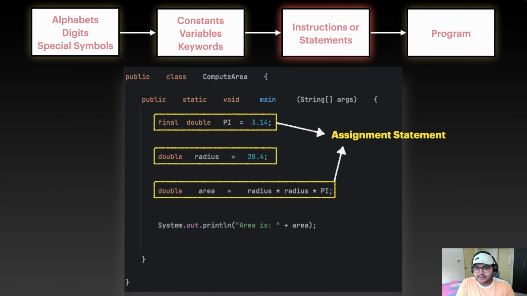When these words are assembled, they create instructions or statements such as double radius is equal to 20.4, which directs the Java program to store the value 20.4 in a variable named radius of type double. This type of statement is known as an assignment statement or expression statement. And finally, a collection of such statements results in the formation of a complete Java program. So let me take you to those good old kindergarten days and teach you the alphabets of Java programming language.